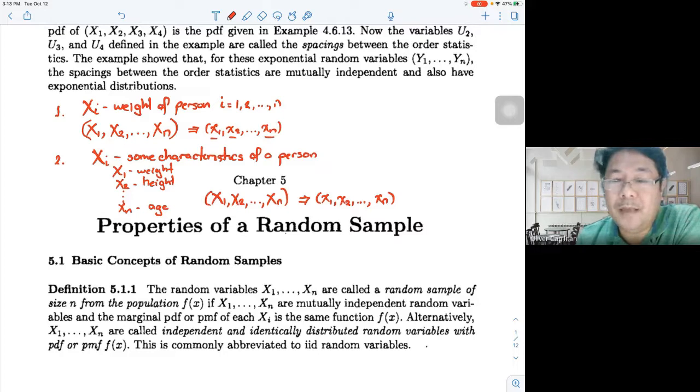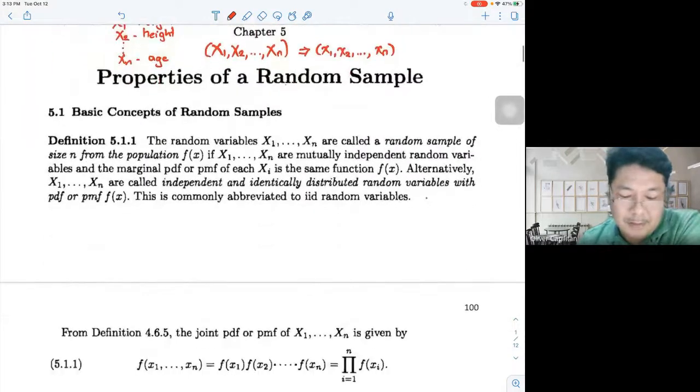Well, in the first way of obtaining the n observations, we have independent random variables. At the same time, they have the same distribution. We have independent random variables and have the same distribution. Okay, so I hope that you understood these two ways of obtaining multivariate data or a multivariate observation. In this case, we want to obtain n number of observations. So let me proceed now to the properties of a random sample.